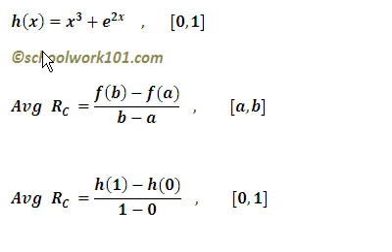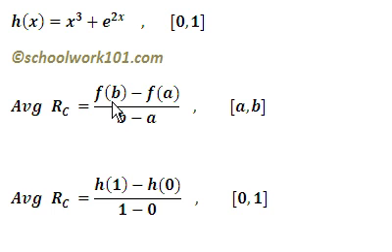Hey, we're talking about finding average rate of change, and our function is defined here as h of x equals x cubed plus e to the 2x, and we're on the interval between 0 and 1. And this is what we're going to be using to find the average rate of change.